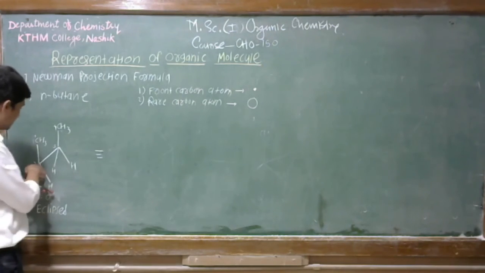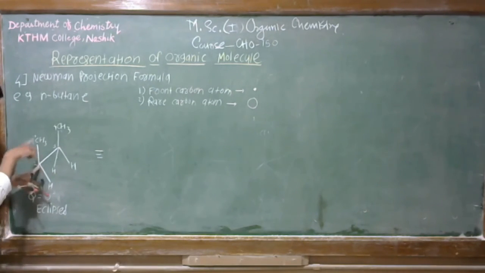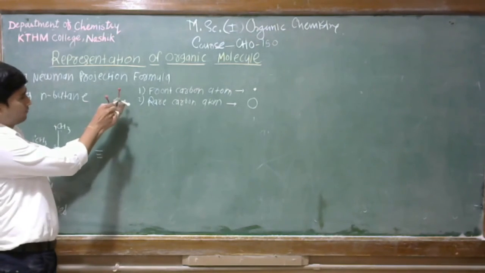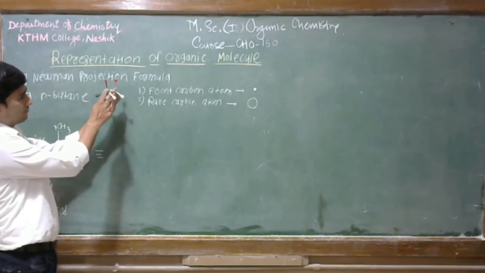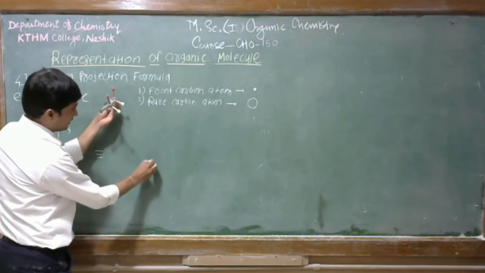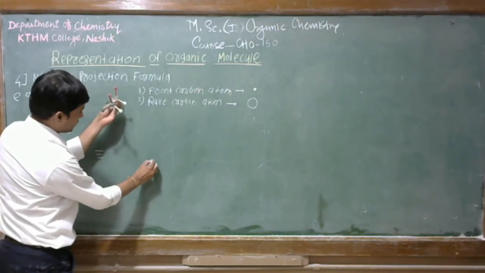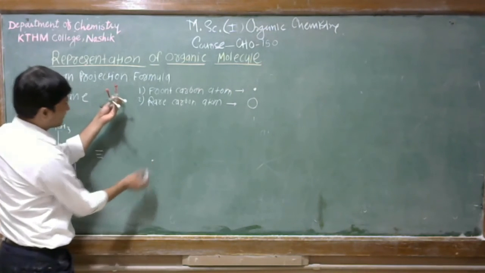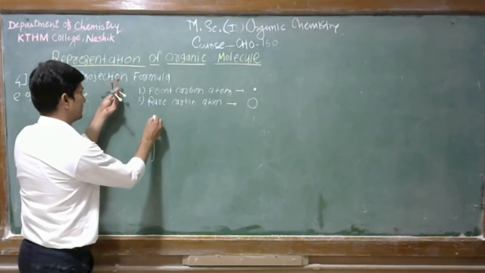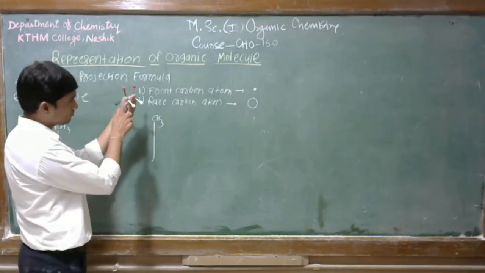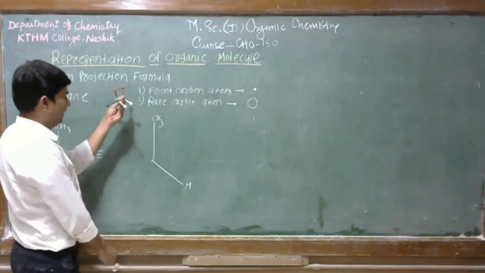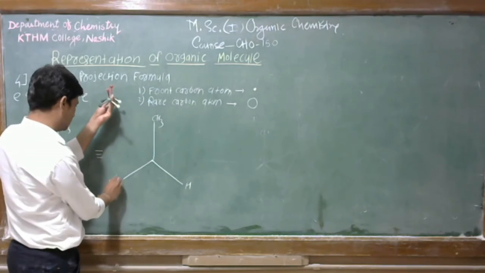We have already discussed that carbon number 2 is the front carbon atom and carbon number 3 is the rear carbon atom to the observer. See, this is the model. If you see here, this is the front carbon atom and this is the rear carbon atom. I have told you the front carbon atom is denoted by the dot. So this front carbon atom has one CH3 group that I have drawn here. This is one hydrogen to the right hand side, and this is another hydrogen to the left hand side.